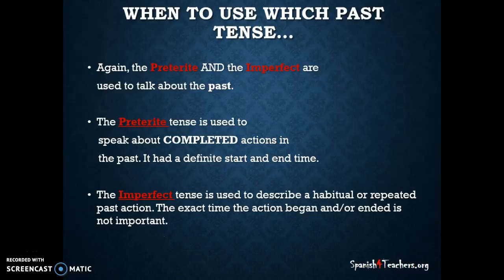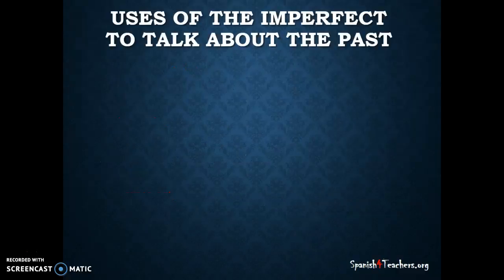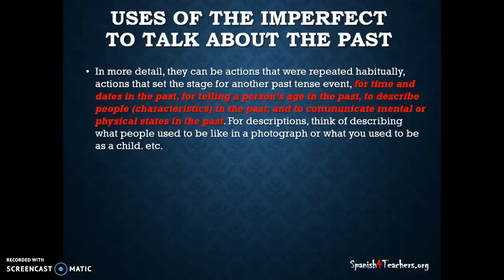The imperfect tense, however, is used to describe a habitual or repeated past action. So the exact time the action began or ended is not very important. So let's look at this in más detalle. In more detail, in regards to the imperfect, they can be actions that were repeated habitually, actions that set the stage for another past tense event. In bold or in red, right here, I put this because you for sure need to know this. These are the different ways you can use the imperfect.